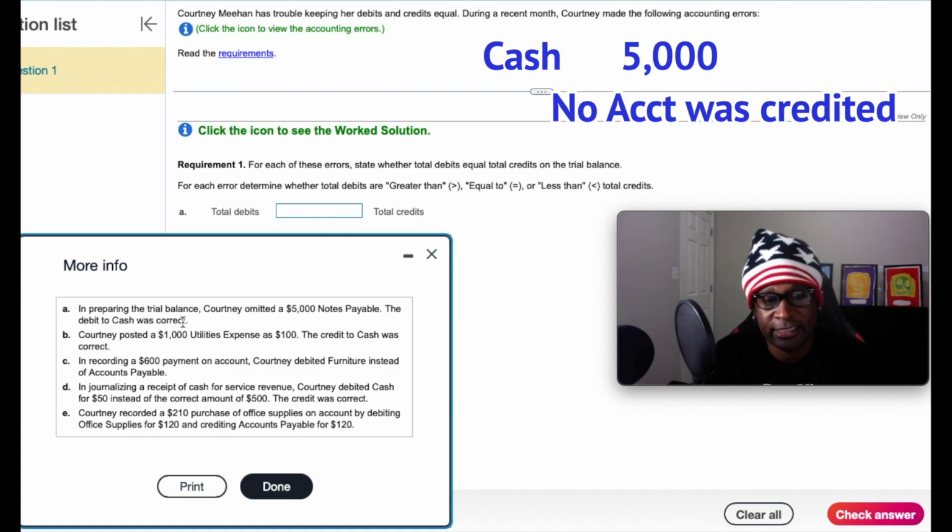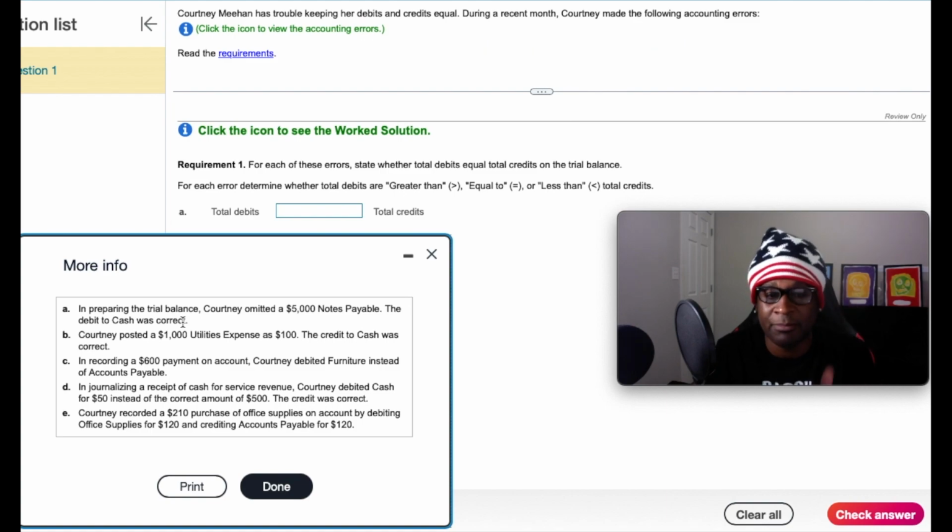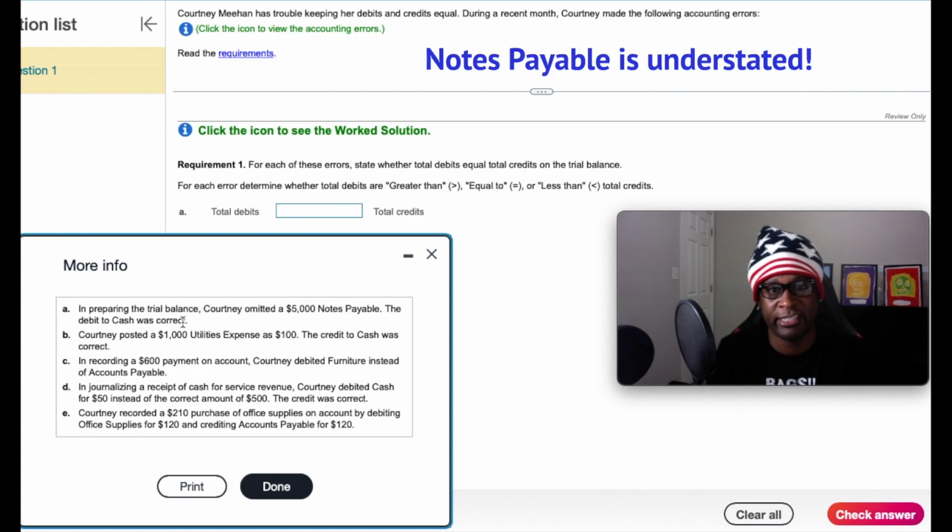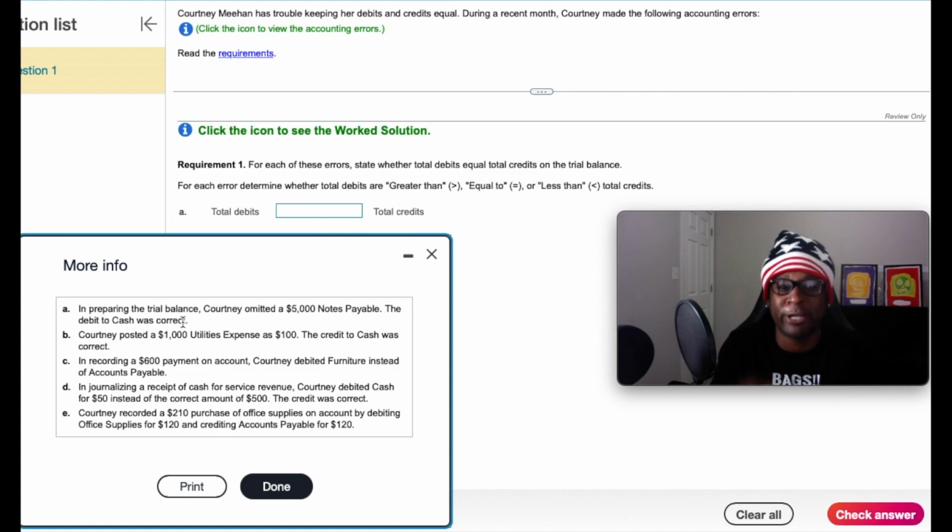Well, since cash is correct and cash is an asset, it sits on the trial balance on its debit side. However, notes payable is a liability, gang, and we know that the normal balance of notes payable is on the credit side. And so the fact that Courtney omitted the notes payable means that that particular account on the trial balance is lower than what it should be. It's understated. Therefore, our trial balance is going to have a higher debit balance than the credit balance.